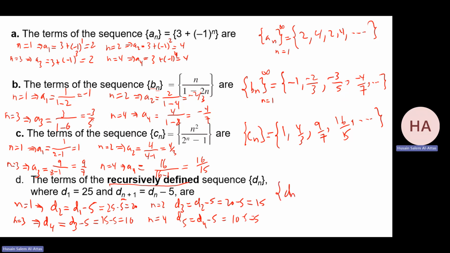So this sequence, I'm saying n equals 1 to infinity. You can start from 0, it's up to you. No, this one you need to start from 1, because you have d1 and I need d2. For sure, I start from 1. That will be 25, 20, 15, 10, 5. I'm sure I know the rest: 0, minus 5, minus 10, and so on.